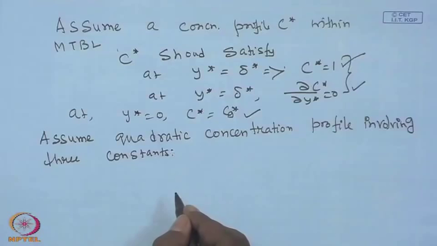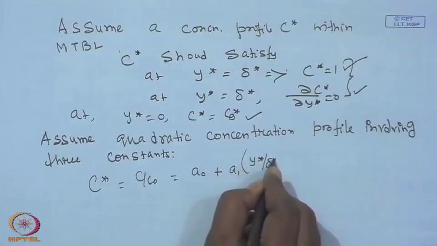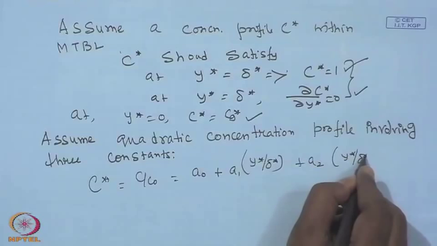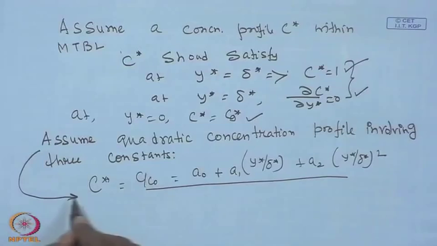So we assume a concentration profile c star is equal to c by c naught is equal to A 0 plus A 1 y star by delta star plus A 2 y star by delta star square. Since this concentration profile is assumed within the mass transfer boundary layer, we call the integral method an approximate analysis.